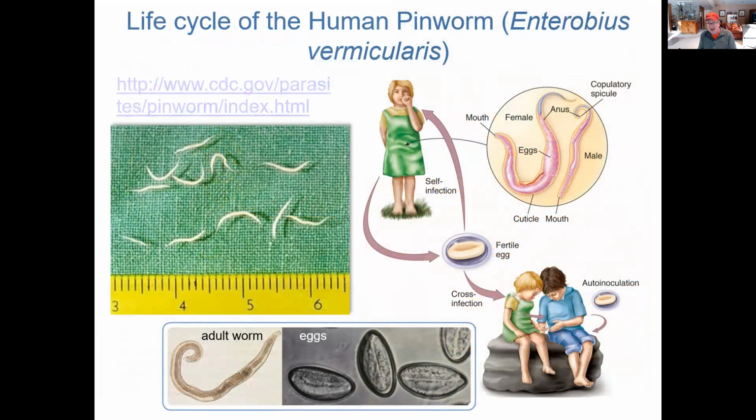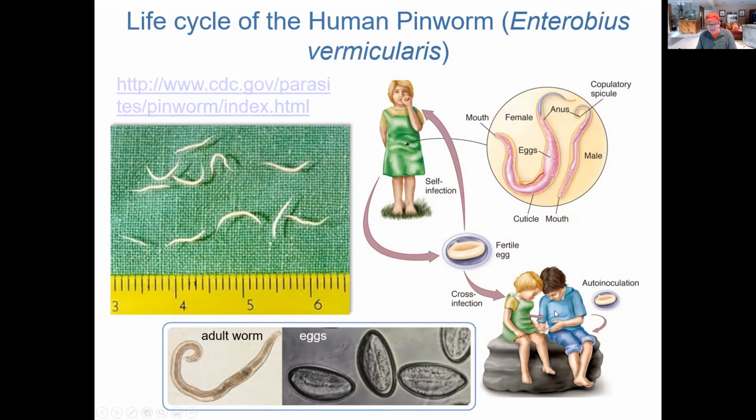Your book talks about an interesting roundworm, which is not really something that's going to kill you. In fact, a lot of people encounter this in their children. This is pinworm, Enterobius vermicularis. Human pinworm is something, again, that tends to target kids more than adults.